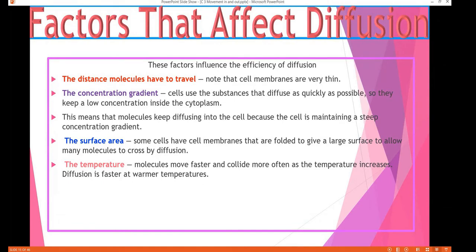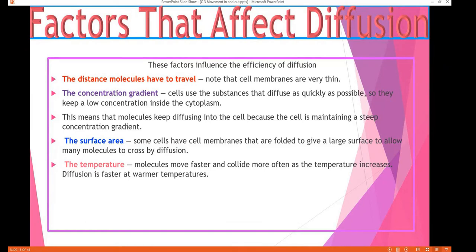Yeah, we did this when we were studying the cell organelles in the last topic, cell structure and organelles. Did we study about the mitochondrion's inner membrane, which is folded? Mitochondrion is present both in plant and animal cells. So its inner membrane is folded in order to increase the surface area, right? Did we study that? Okay, so some cells have cell membranes that are folded to give a larger surface area. Why? In order to allow many molecules to cross by diffusion.